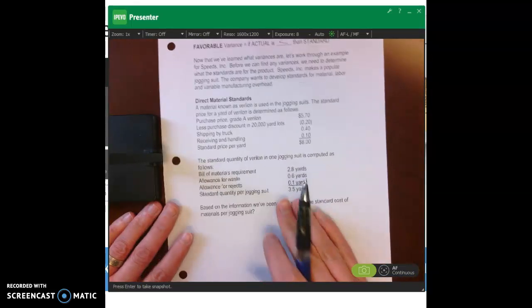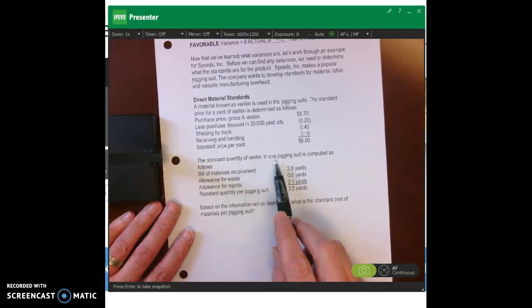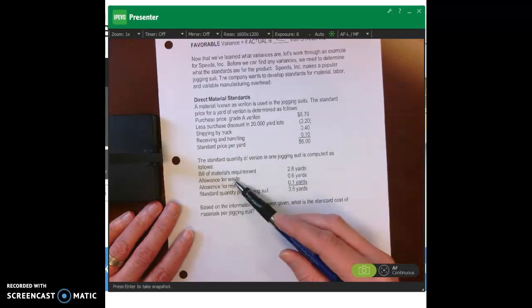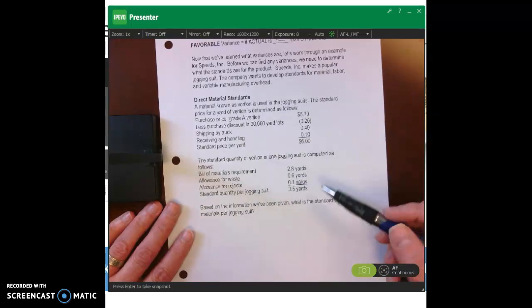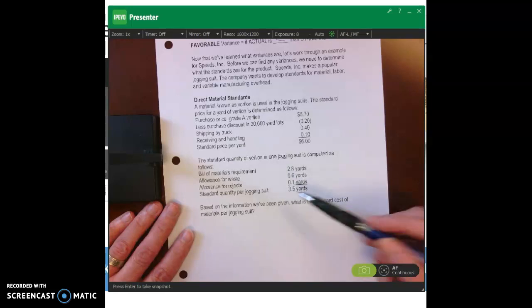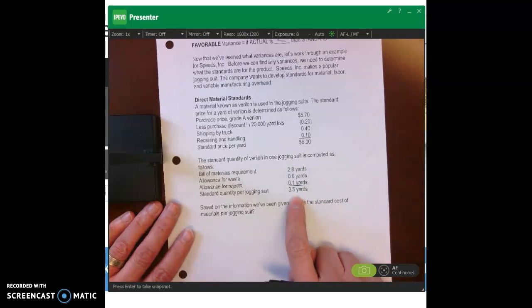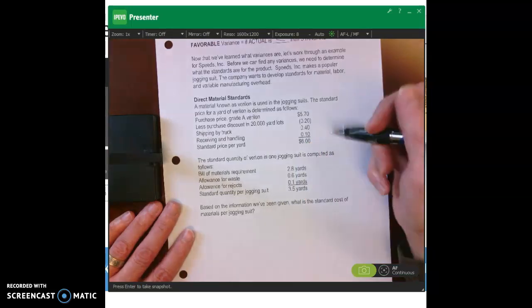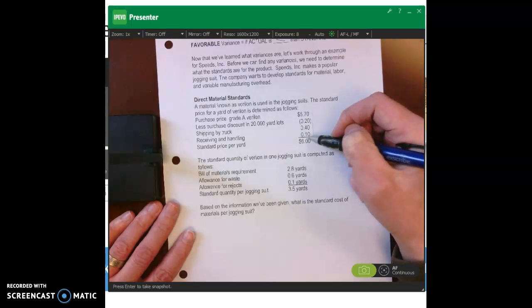Okay? The standard quantity of Verilon in one jogging suit is computed as follows. We have our bill of materials that should use 2.8 yards. We have our allowance for waste and allowance for rejects. Gives us 3.5 yards. So each jogging suit should use 3.5 yards of material, and each yard of material should cost us $6 to purchase from our suppliers. And you can see again, this is an attainable standard.